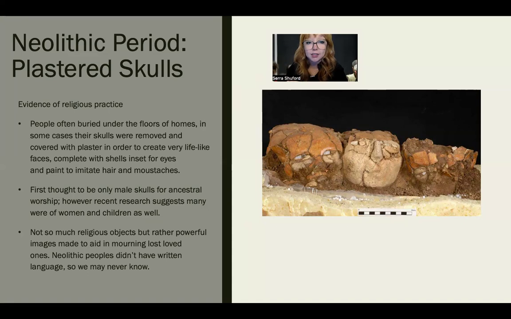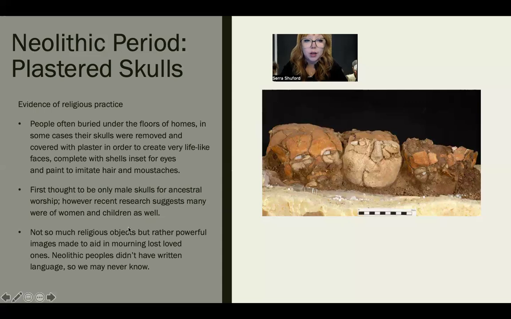In some cases, their skulls were removed and covered with plaster in order to create a very lifelike face, complete with shell inserts for eyes, and they would paint them to imitate hair or mustaches. These are the remains of ones that still exist today. Initially, these were only thought to be the male head of the household. But as we find more research, we know that these are of women and children as well.